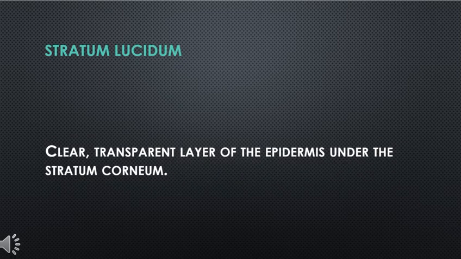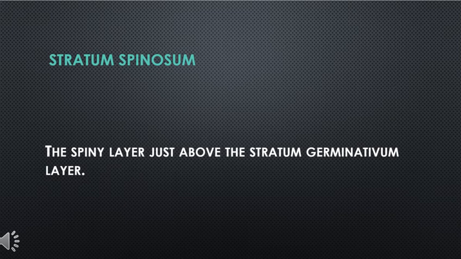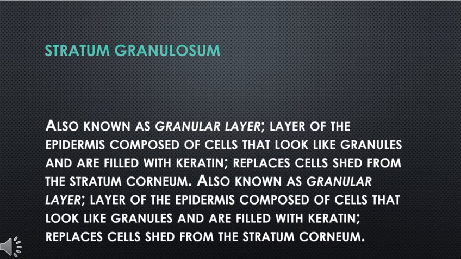Stratum lucidum. Clear, transparent layer of the epidermis under the stratum corneum. Stratum spinosum. The spiny layer just above the stratum germinativum layer. Stratum granulosum. Also known as granular layer, layer of the epidermis composed of cells that look like granules and are filled with keratin, replaces cells shed from the stratum corneum.